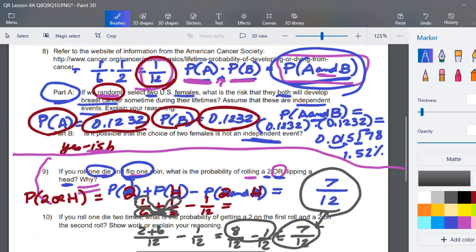Both work every time. You need to be aware, familiar, know how to calculate and work with both ways. This again was writing out all the possible outcomes, counting up the ones that fit our criteria. This bottom one was calculating using the probability of one event plus the probability of the second event minus the probability of the events as an and.